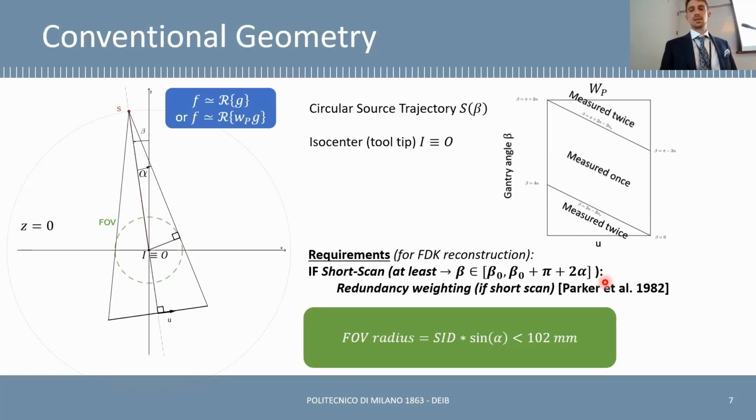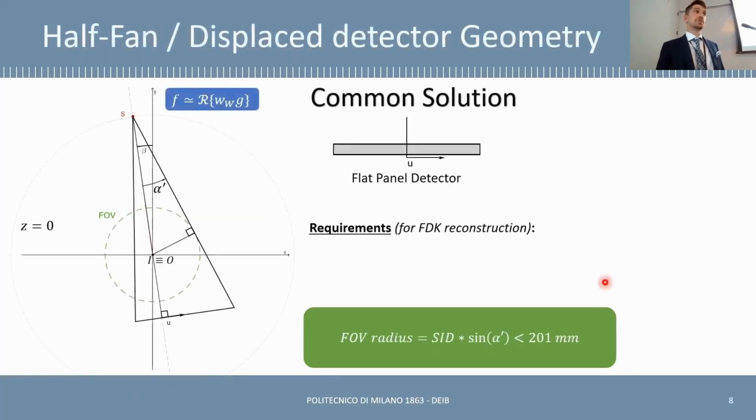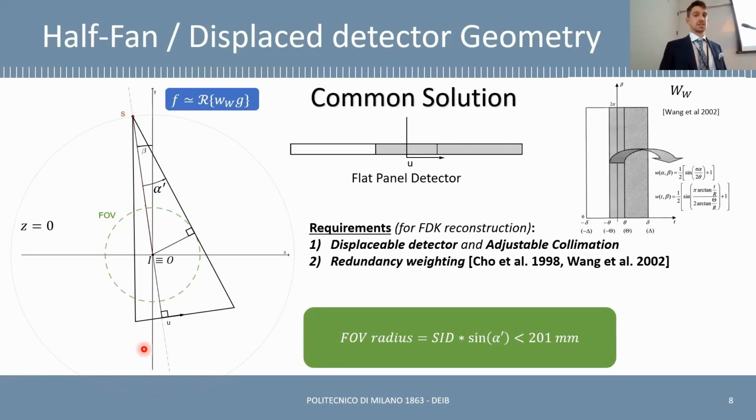To augment the FOV of a CBCT system, usually we have the displaced detector geometry, or half-fan as it is often called, which stands for a geometry that displaces the detector while leaving all other things untouched, and by chasing the detector with your emitted beam, you can enlarge the FOV. So what's the problem here? Of course, we need a flat panel detector that is able to be displaced, and also an adjustable collimator.